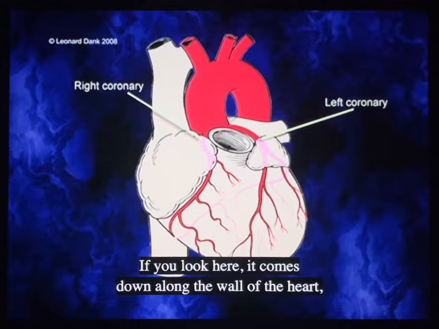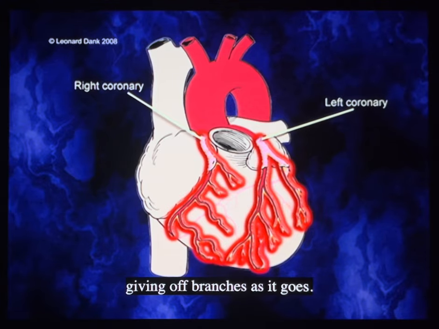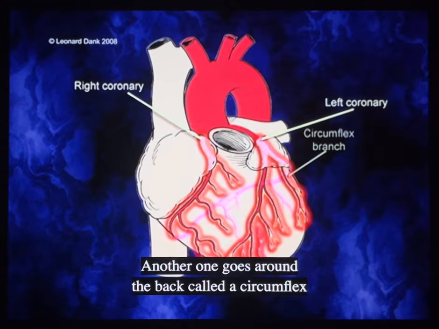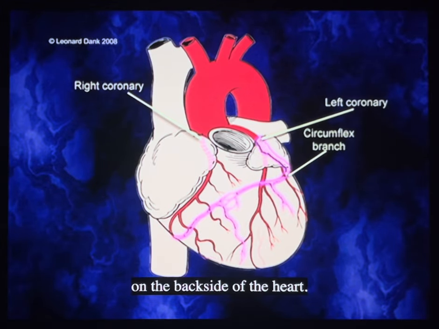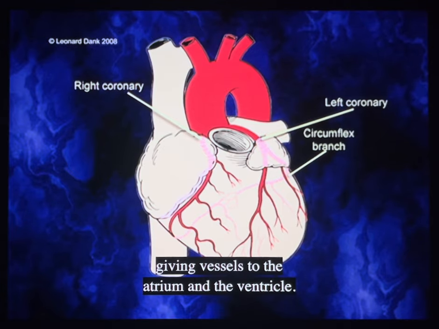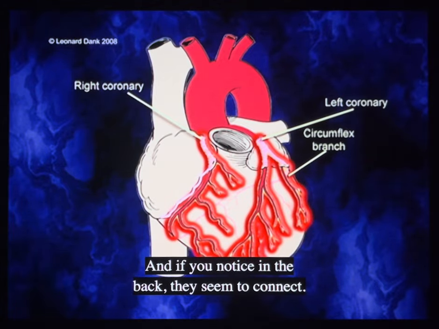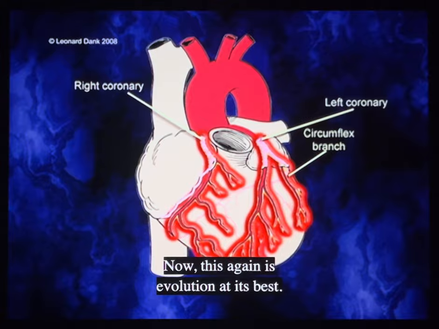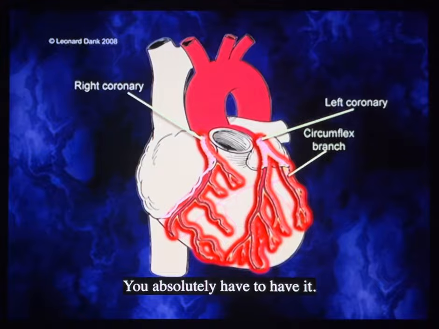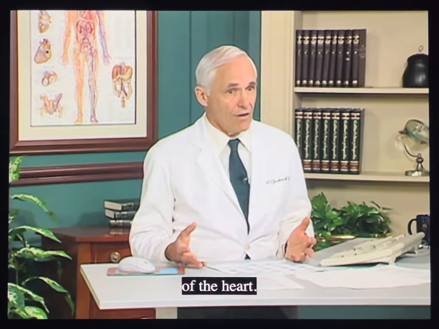If you look here, it comes down along the wall of the heart, giving off branches as it goes. Another one goes around the back called a circumflex on the back side of the heart. And here on the right side, it goes down between the atrium and the ventricle, giving vessels to the atrium and the ventricle. And if you notice in the back, they seem to connect. Now, this again is evolution at its best. One thing you don't want is to run out of blood supply for your heart. You absolutely have to have it. Also, vessels run into the septum and all the other areas of the heart.